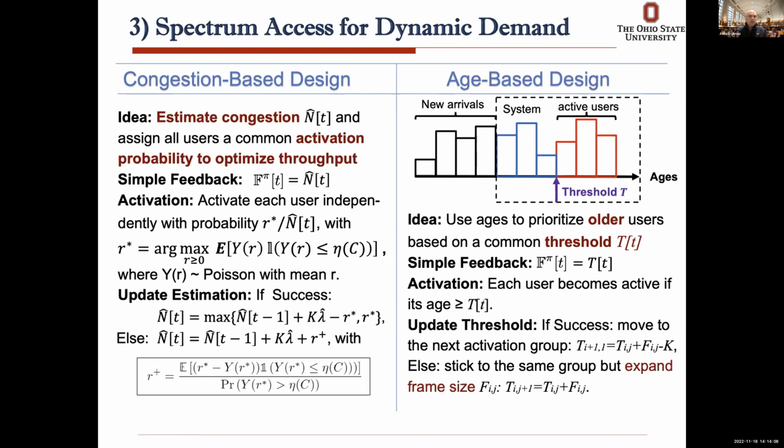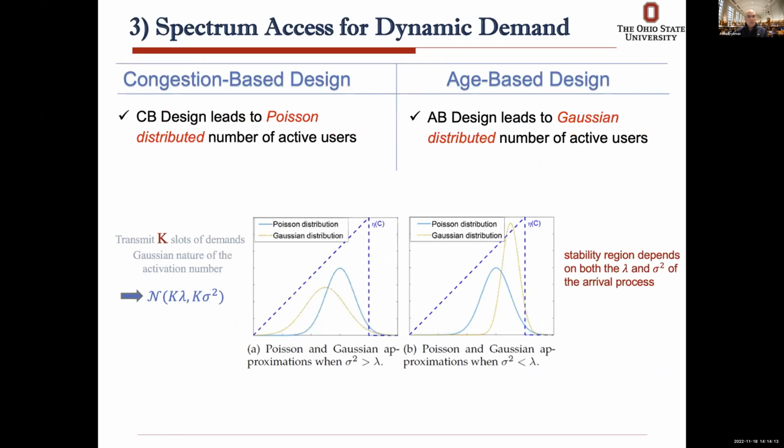These are two fundamentally different ways of operating the system. The first one, congestion-based, leads to activation that is Poisson distributed in a limiting sense. The age-based one leads to a Gaussian distribution. The Poisson distribution has a single parameter, so it's less flexible in that regard. The Gaussian one has two parameters, the mean lambda and the variance sigma squared. So they're different in that regard too.